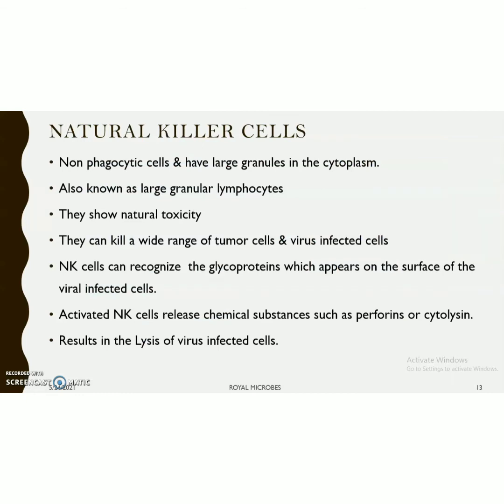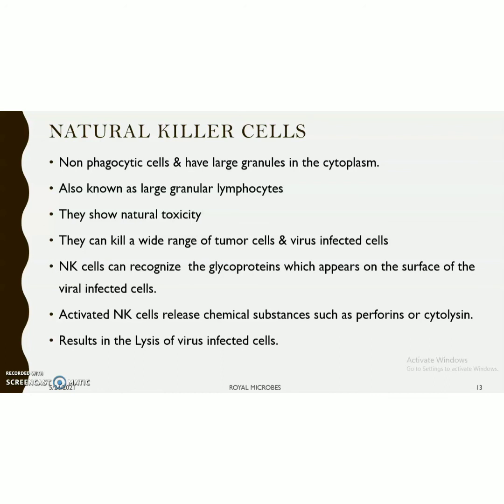That's all about phagocytes. Then the second cells involved are natural killer cells. Natural killer cells are non-phagocytic cells and they have large granules in their cytoplasm, so they are also known as large granular lymphocytes. One important specialty is that they show natural toxicity. They can kill a wide range of tumor cells and virus infected cells.